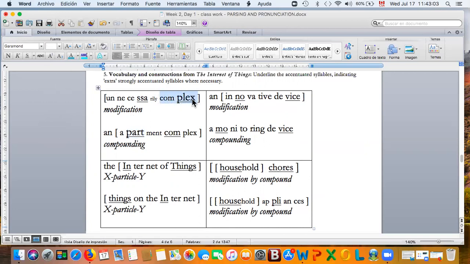Here we have complex, and here we have complex. Well, why is that? Well, complex is an adjective, which is related to the word complex. However, complex is a noun. We have a few words like that in English. For example, insult.